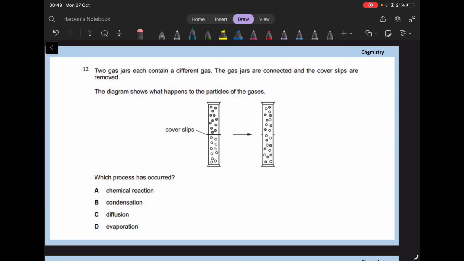Two gas jars each contain a different gas. The gas jars are connected and the cover slips are removed. The diagram shows what happens to the particles of these gases. So this spreading out, even distribution is definitely due to diffusion. So C has to be the correct answer.